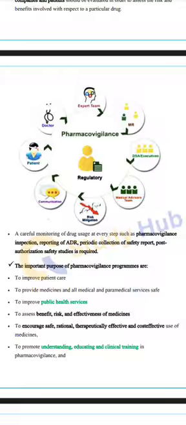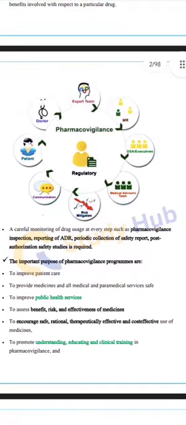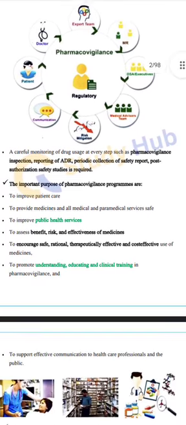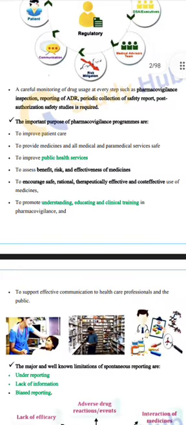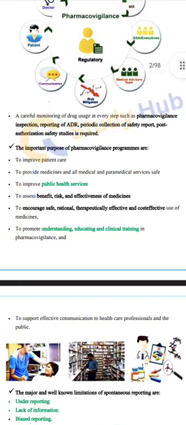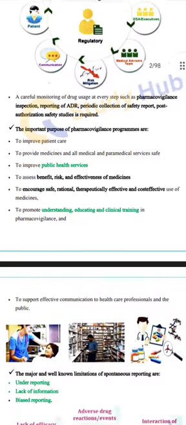The important purposes of pharmacovigilance programs are: it improves patient care, makes medicines and all medical and paramedical services safe, improves public health care services, assesses benefit, risk and effectiveness of medicines, encourages safe, rational, therapeutically active and cost-effective use of medicines, promotes understanding, education and clinical training in pharmacovigilance, and supports effective communication to healthcare professionals and the public. These are the important purposes of pharmacovigilance programs in India.